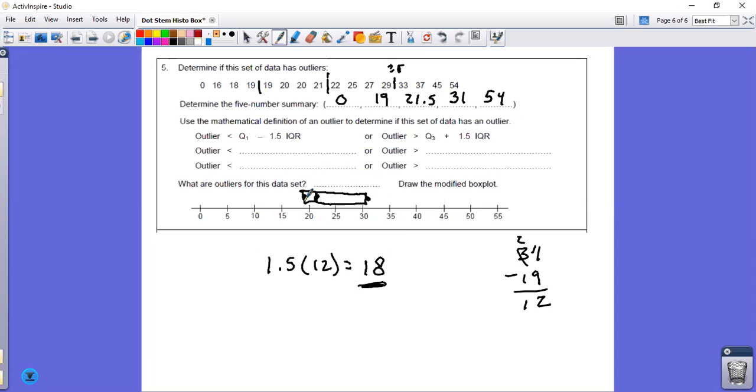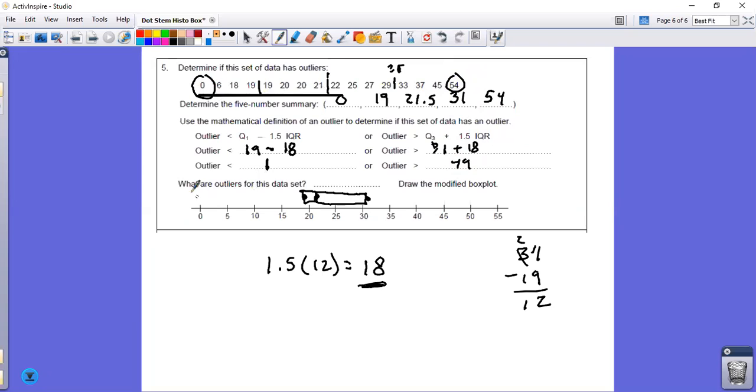So if you start at the lower quartile, which is 19, and you subtract that 18, you get 1. So any number that's below 1 is considered an outlier. So this 0 is considered an outlier. Same thing here. If you start at the upper quartile, 31, and add that 18, 31 and 18 is 49. Any number above 49 is considered an outlier. So this 54 is also an outlier.